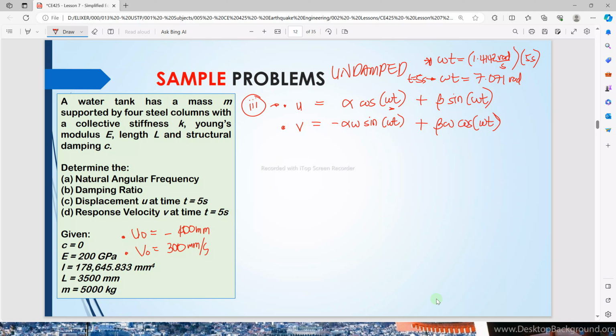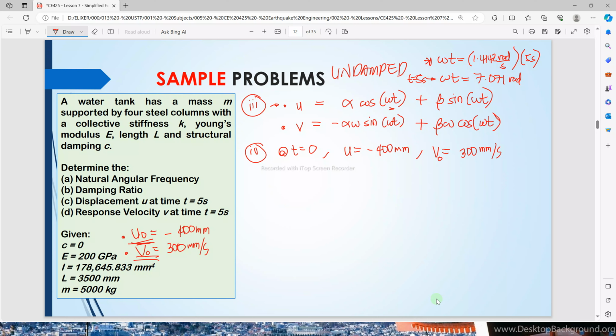Don't forget to write the unit, because this has a magnitude and also a direction. Now to solve this, at time equal to 0, the initial position is at negative 400 millimeters, and the velocity is equal to 300 millimeters per second. So u naught and v naught are given.